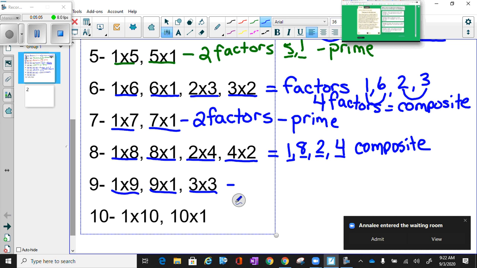All right, let's look at the number 9. This was an interesting one. It has factors of 1, 9, and 3. More than 2 factors? Yep, it's composite.